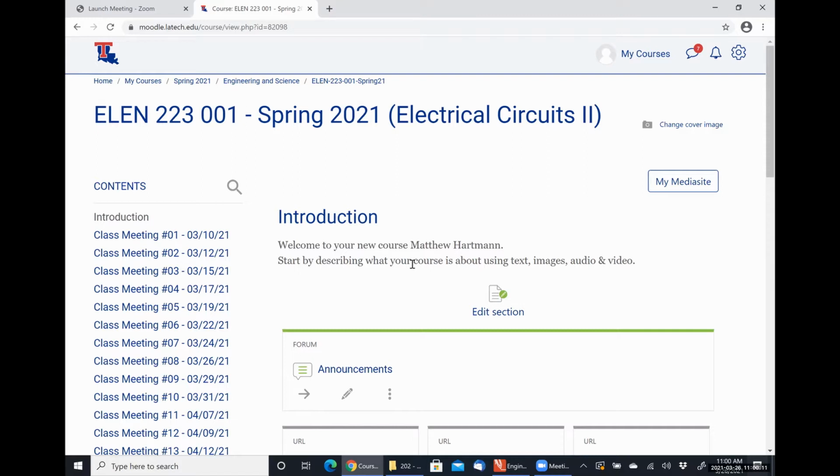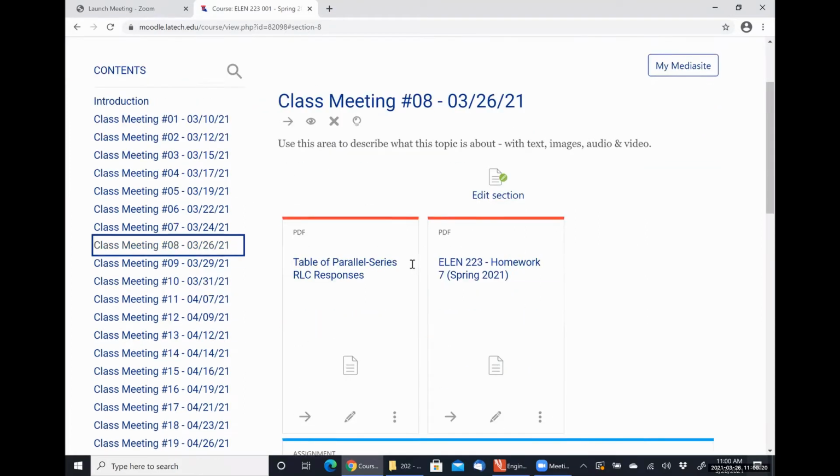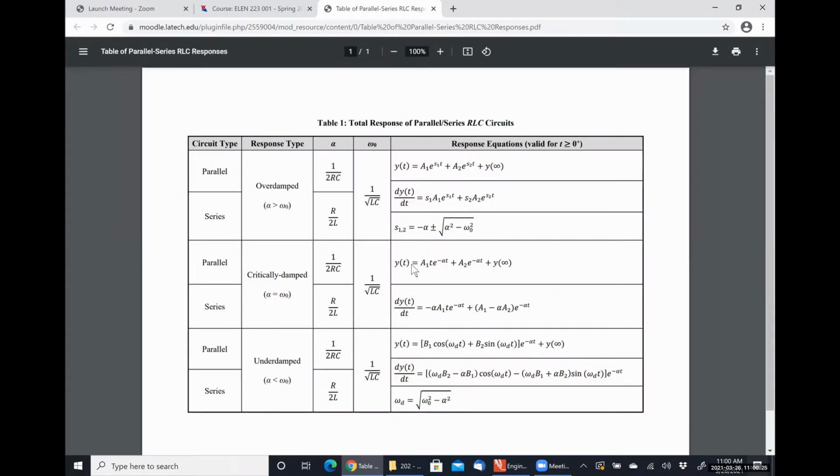For those of you who are not physically attending class, if you go to class meeting number 8, the table of parallel and series RLC circuit responses are there. I will be referring to them throughout probably the next 5 or 6 lectures, so make sure you get a copy of this. This sheet, exactly as it is, will also be provided to all of you for exam 1.